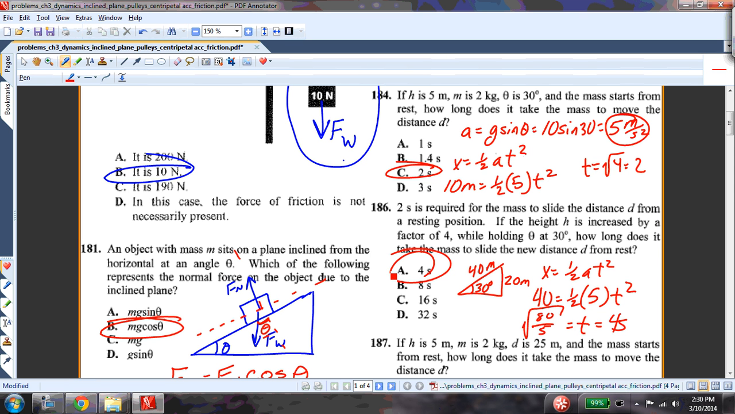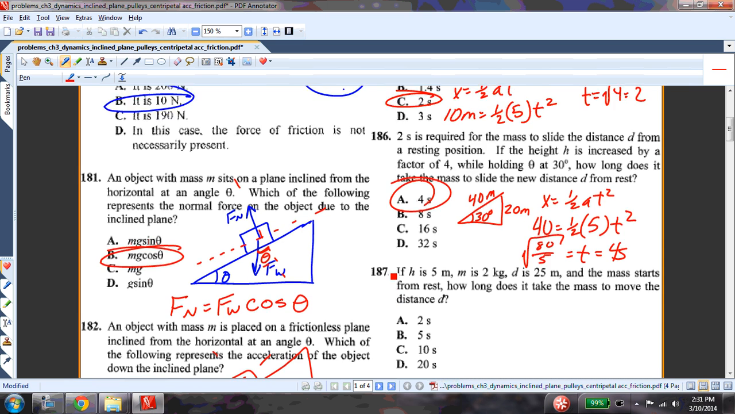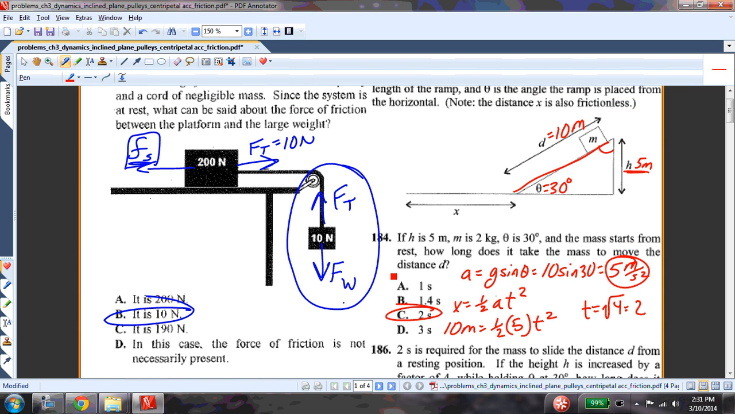So a is 186. If h is 5 meters, m is 2 kilograms, and d is 25 meters, and the mass starts from rest, how long does it take the mass to move the distance d? Okay, well, h is 5 meters, which is the same situation that we had up here. That makes this 10 meters. What else is different here? The mass is 2 kilograms. D is 25 meters.